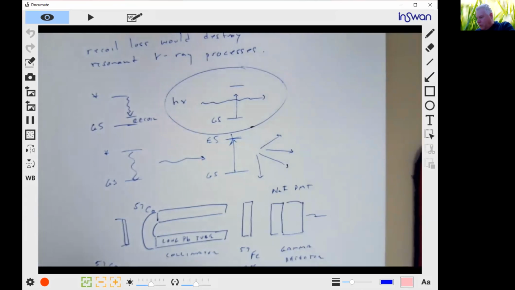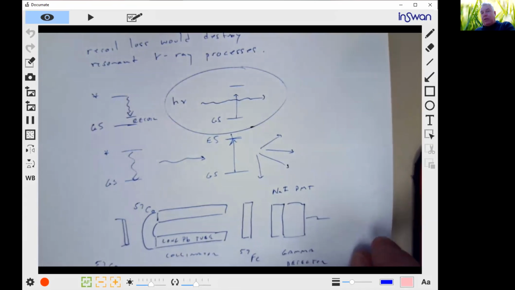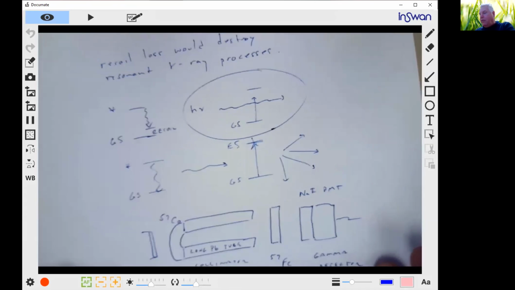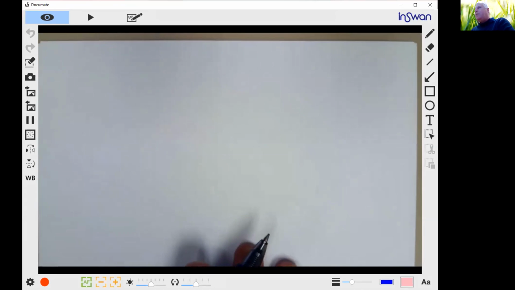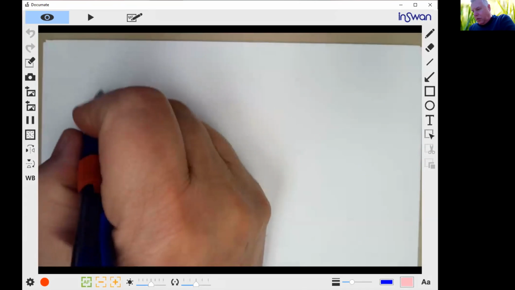And so if you do this experiment, you take cobalt 57, long lead tube, and put iron in there, you have a problem, right? Is that you can put the iron in the way and then it'll absorb some of the light. But you don't have much information. So how do you do spectroscopy then? How do you vary the energy? How do you vary the energy of a gamma ray, right?